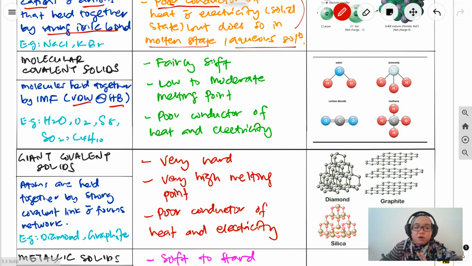Okay. So, what are the properties of the molecular covalent solid? So, molecular covalent solid is fairly soft. Just now, ionic solid, it is hard, right? It is hard.